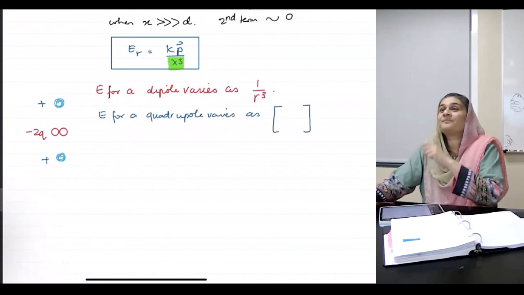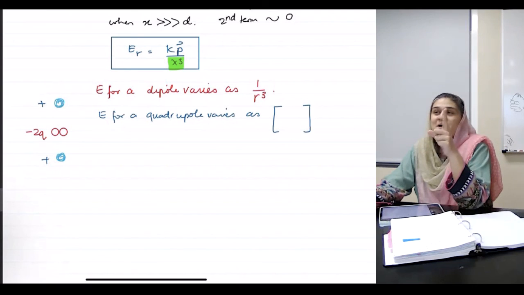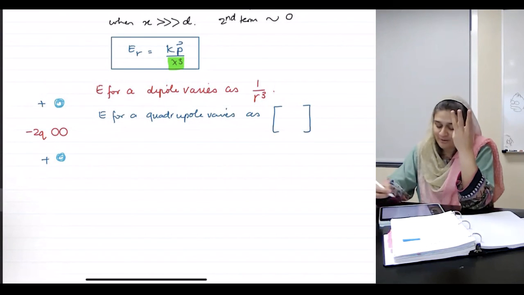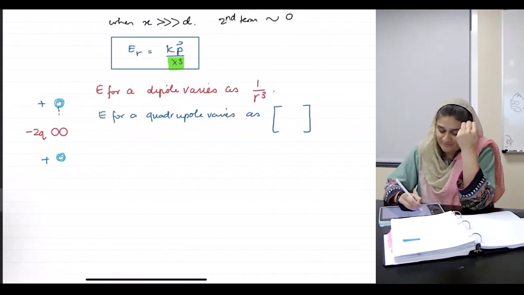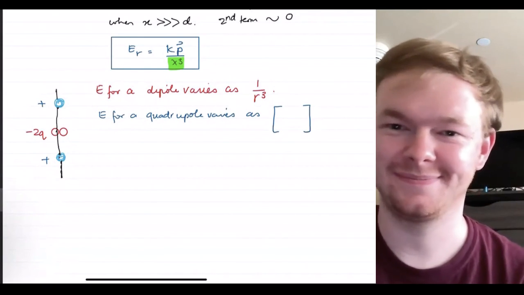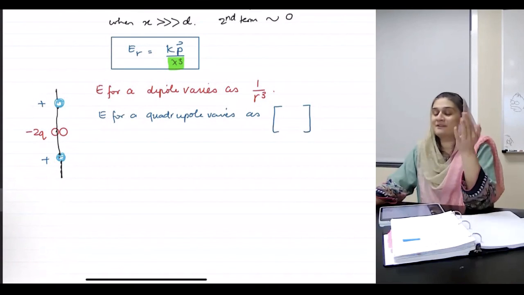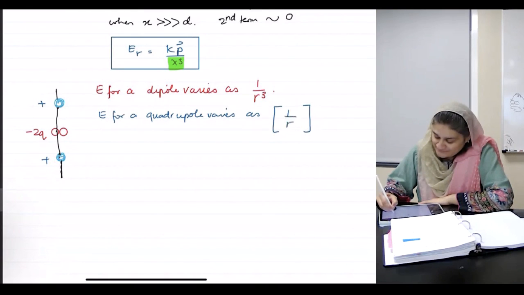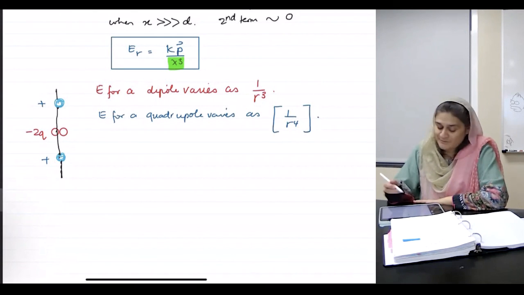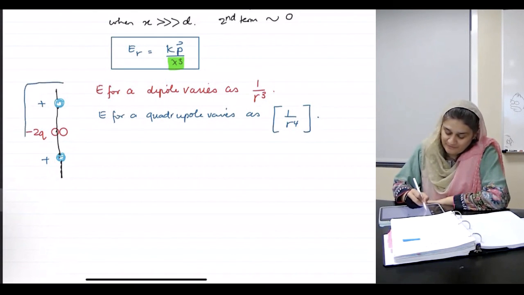What do you think? So for 1, it was 1 over r squared. For 2, it is 1 over r cubed. For a quadrupole, what do you think it will be? What's the next number up? 4. There we go. It's literally 1 over r to the 4. And that's what a quadrupole looks like. And we will do this on Monday.